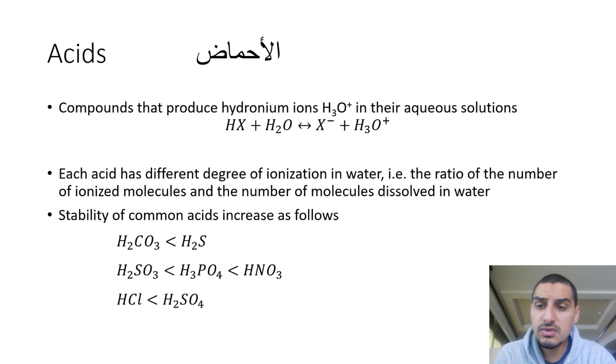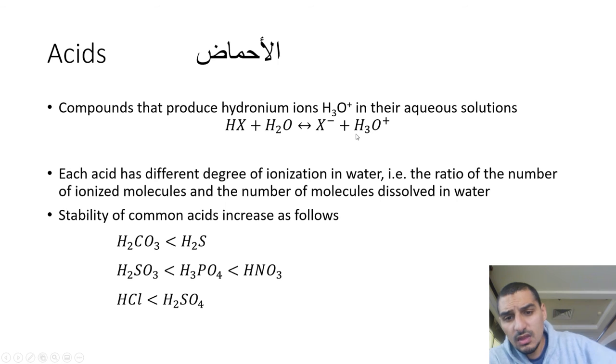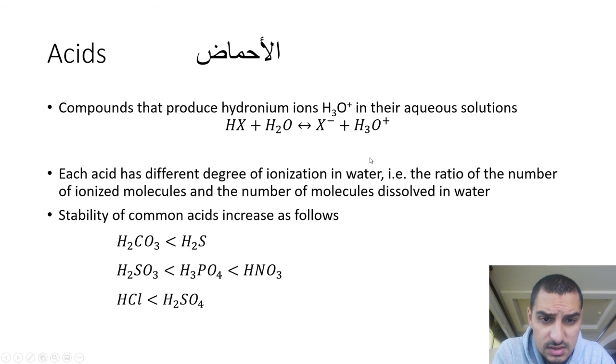The other point is the acids, and we talked about the acids before. Usually the definition of the acid is that it's a compound that can produce hydronium ions in aqueous solutions. Think about any acid like sulfuric acid, hydrochloric acid, or any kind of acid. When it's in water, it produces the negative ion and the H3O ion. What happens here is called ionization, that the acid is broken into the ions, and the degree of ionization is different from one acid to the other.